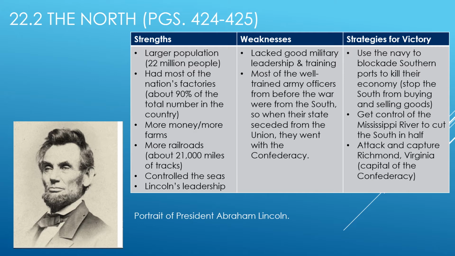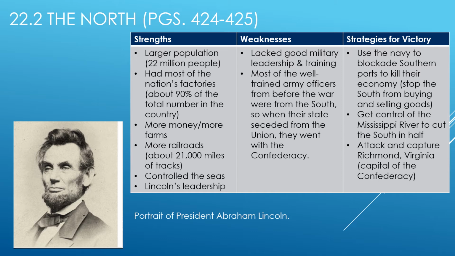The Northern strategy for victory has three parts to it. The North kept control of the Navy, so they're going to use their Navy ships to block southern ports and basically cut off their economy. They're not going to allow the South to buy or sell any items. So they're basically going to starve the South and make sure that they're not making any money.